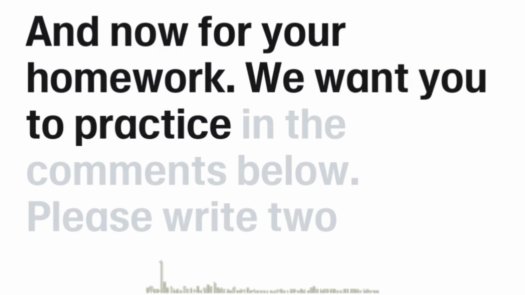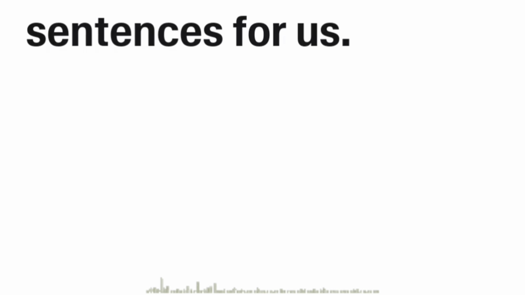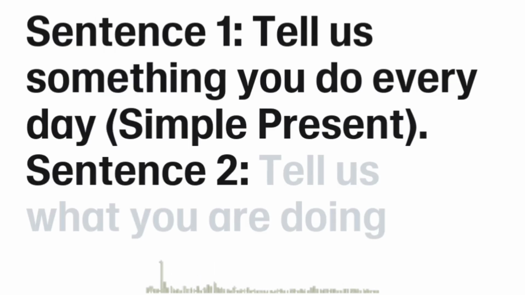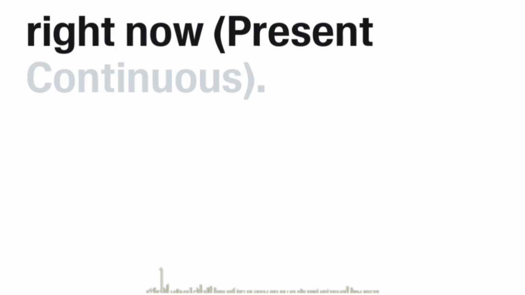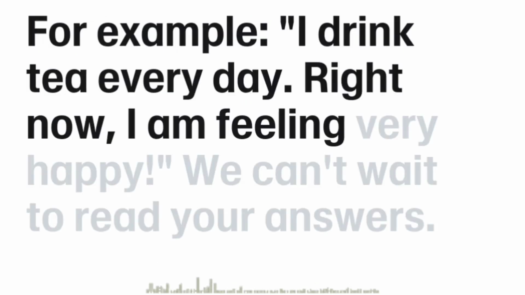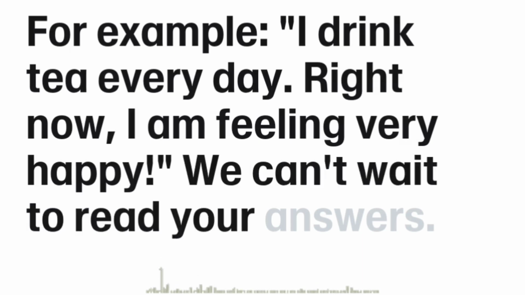And now for your homework. We want you to practice in the comments below. Please write 2 sentences for us. Sentence 1. Tell us something you do every day. Sentence 2. Tell us what you are doing right now. For example, I drink tea every day. Right now, I am feeling very happy. We can't wait to read your answers.